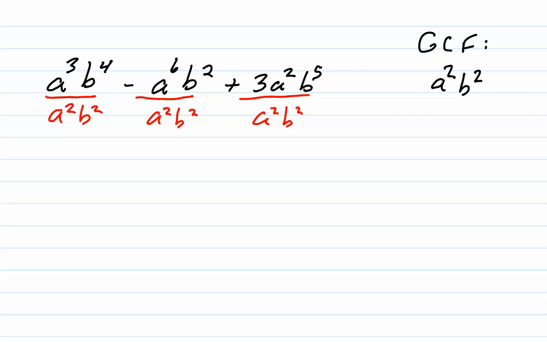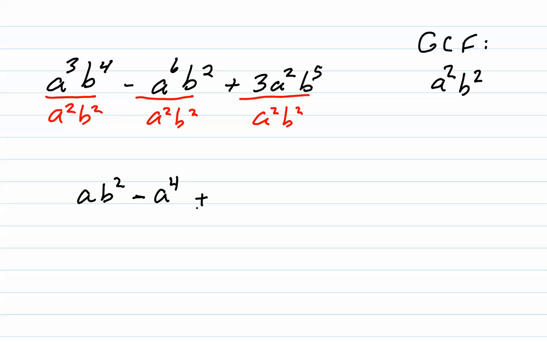So if we divide the first one out, a cubed over a squared, that leaves us a as our remaining division. The b to the fourth over b squared becomes b squared. Remember, we subtract. Minus, we don't want to miss the minus. A to the sixth divided by a squared becomes a to the fourth. 6 minus 2 is 4. And b squared over b squared cancels out, factors out, so we don't have to worry about that.